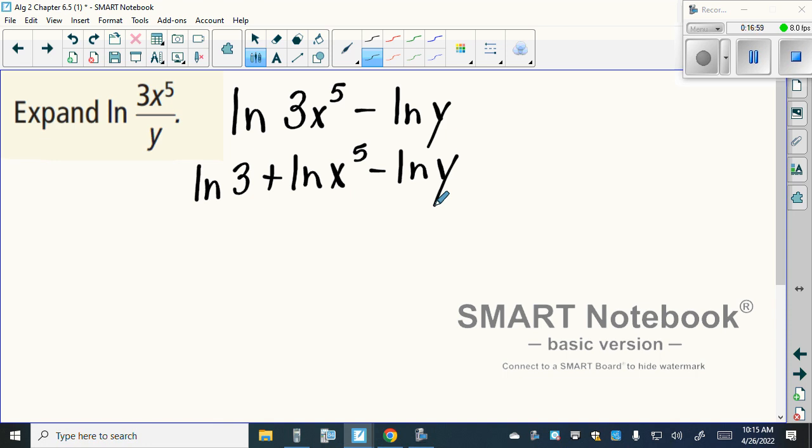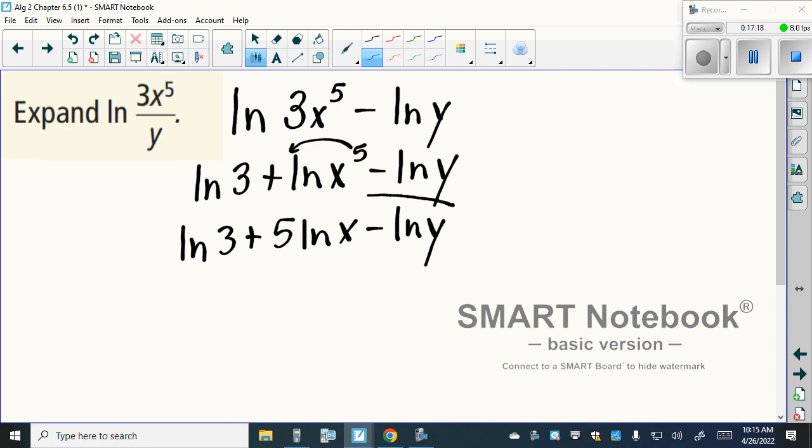Now looking at this here, are we done? No, we still have the x to the 5th. We have to move the 5 out front, which will tell us that we have ln of 3 plus 5 ln of x minus ln of y. Now are we finished? Yes. And that right there is the final answer. Any questions on this here? Are you ready for the next one?